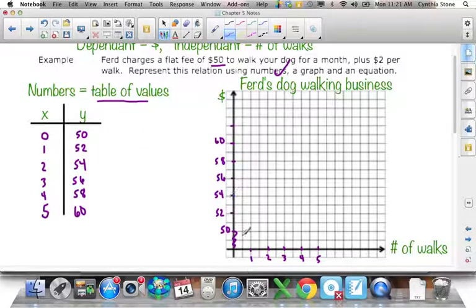So all we have to do with the graph is plot the data points. Note, I don't know if you remember this in elementary, but because this jumps up, I'm just jumping from 0 to 50, draw a little squiggly to represent a big jump in the graph. But after that, I'm going up by 2s every time. So the graph would start right here at 0 walks is $50. 1 walk is 52, 54, 56.